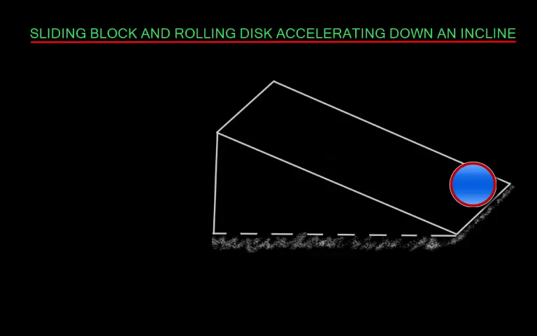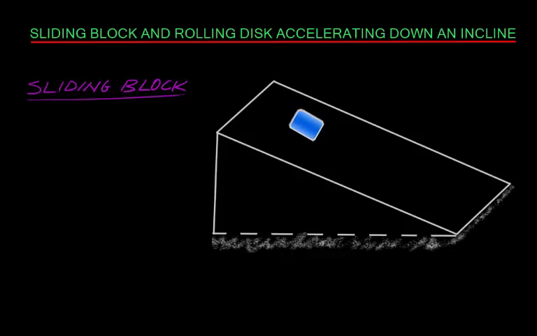As a result, the kinetic energy of the disk is split between translational and rotational, but the total kinetic energy at any point in space is the same as the sliding block. This is due to the fact that the total mechanical energy of the system is conserved. Now, let's detail mathematically the motion of the two objects and compare their speeds as they travel down the incline.